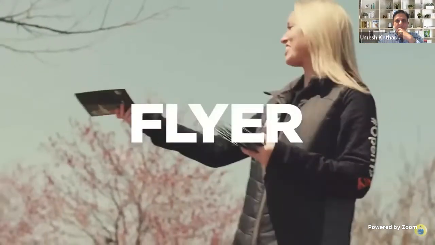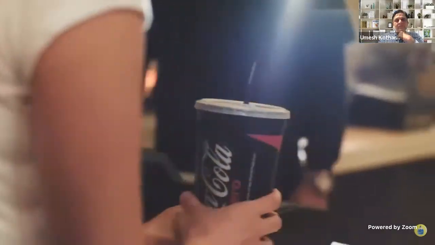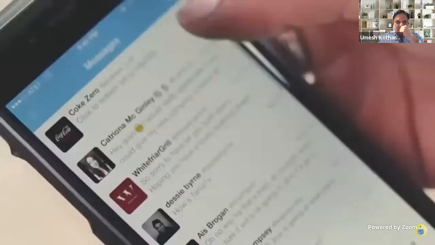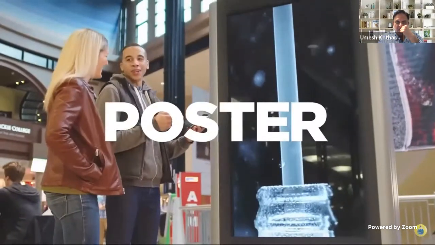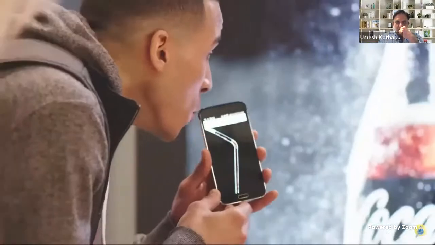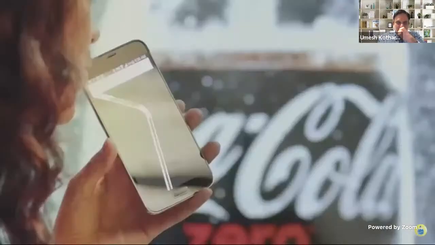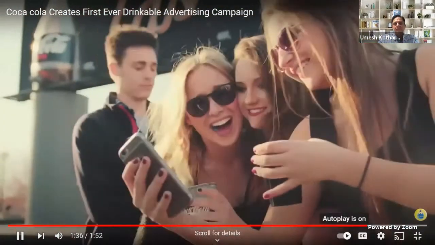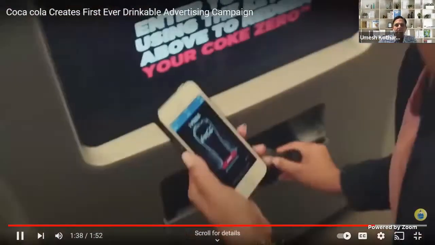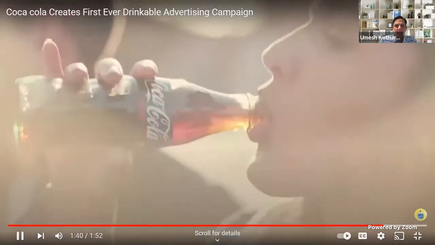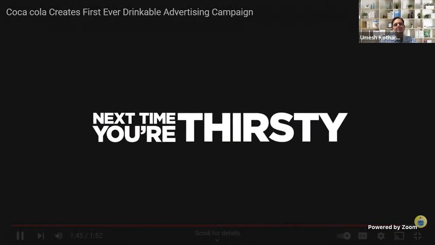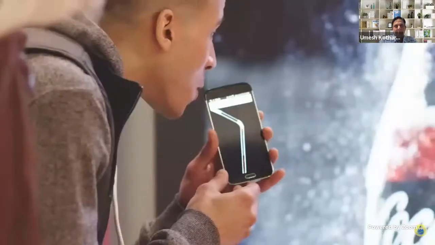From ads that became cups, to flyers that became straws, to tweets that poured Coke Zeros in 140 characters, to drinkable posters that use Shazam to turn people's phones into digital straws. Every single ad put a Coke Zero in people's hands. So next time you're thirsty, drink an ad.